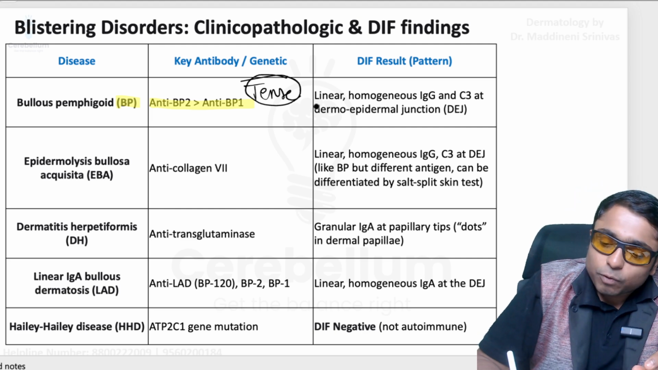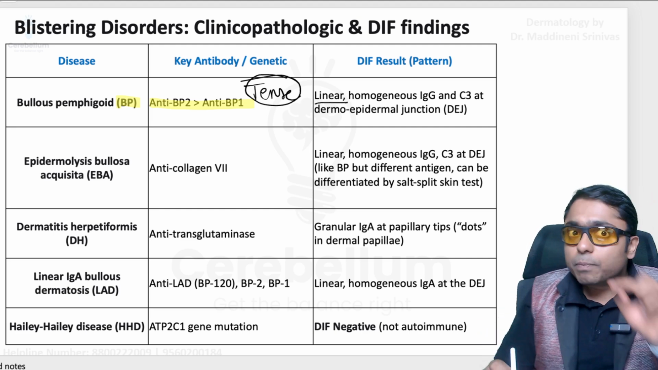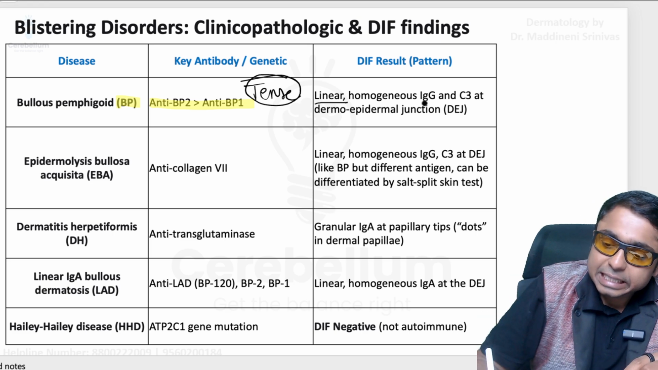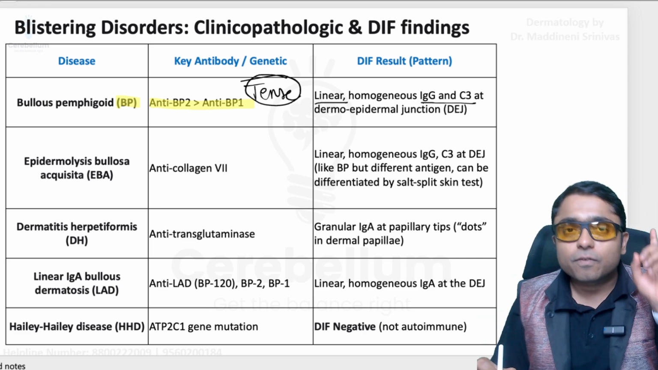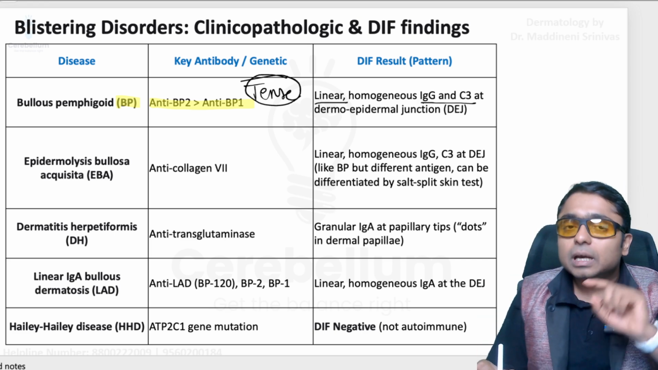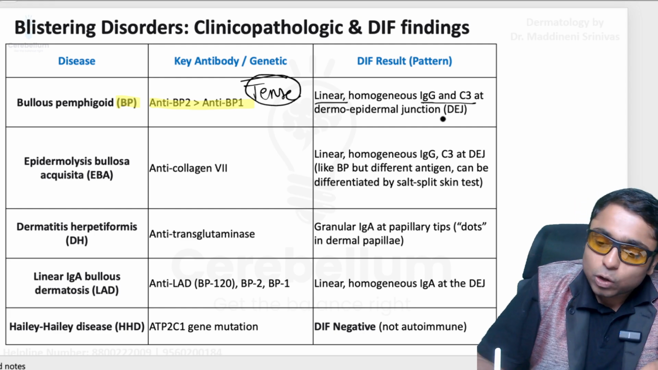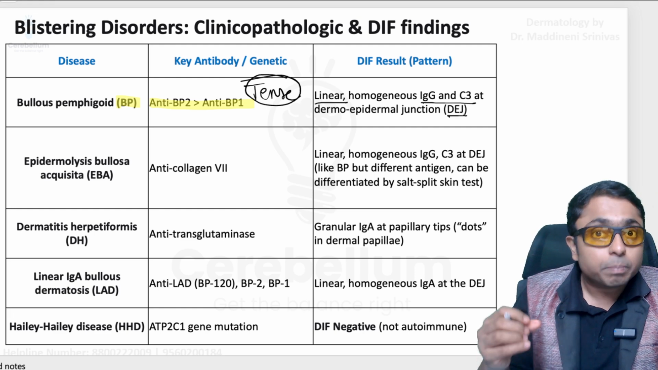Okay, next, what is the DIF finding? Linear deposition of IgG and C3. So IgG and C3 is common between pemphigus and bullous pemphigoid, but here it is going to be linear deposition along the dermo-epidermal junction, which is also called the basement membrane zone.